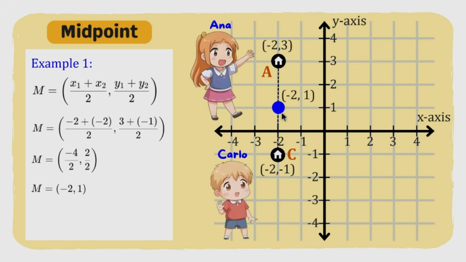So kung ipa-plot natin siya, andito siya sa gitna. Negative 2, positive 1. There you go. Anna and Carlo should meet at point negative 2, 1.